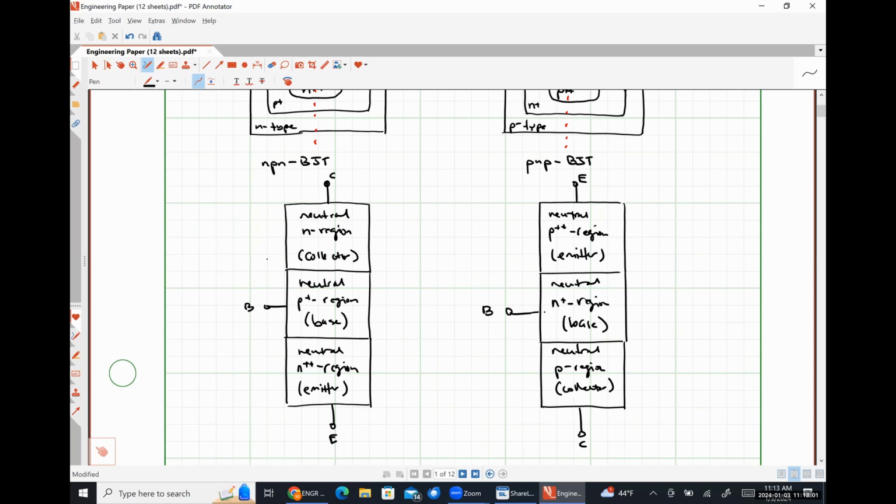But for now, let's say that our collector current IC is going to be flowing into the device, our base current IB is going to be flowing into the device, and our emitter current IE is going to be flowing out of the device for an NPN BJT. And then for a PNP BJT, it's literally the opposite. Our emitter current flows in, our base current flows out, and our collector current flows out.